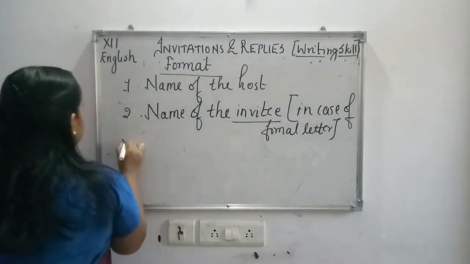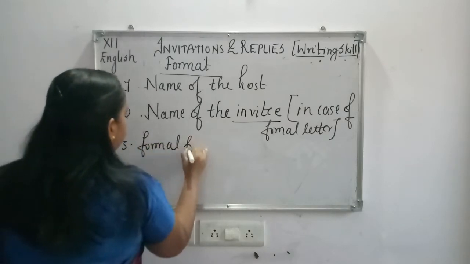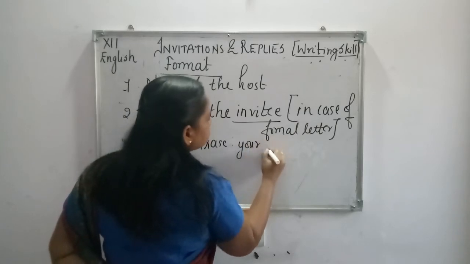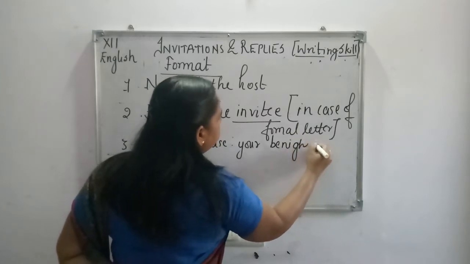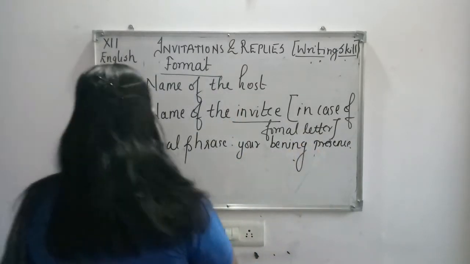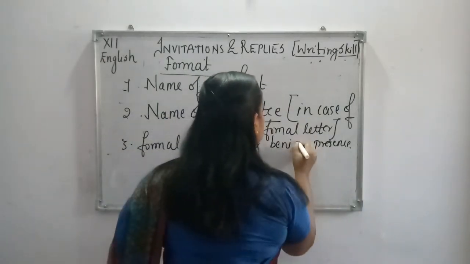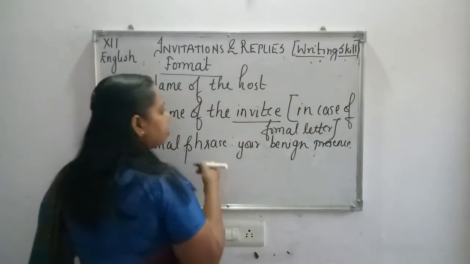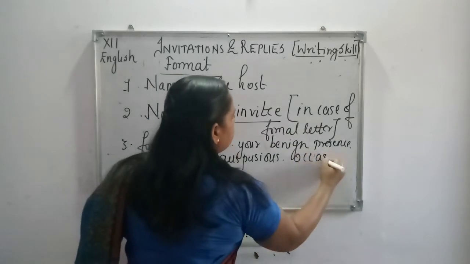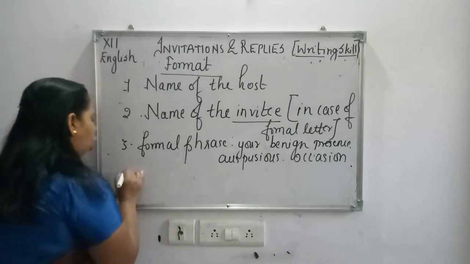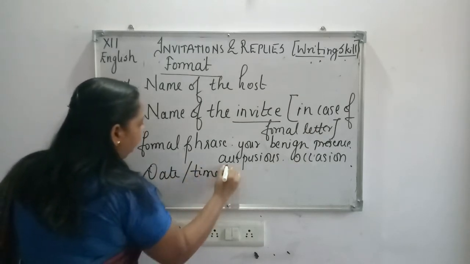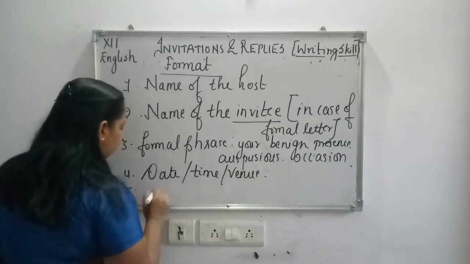The third thing is the formal phrase. Formal phrase such as your benign presence, or your presence on the auspicious occasion. Okay? Like that should be there. So this formal phrase should always be there on your invitation card. Then it is your date, time and venue. Okay? That should be there.